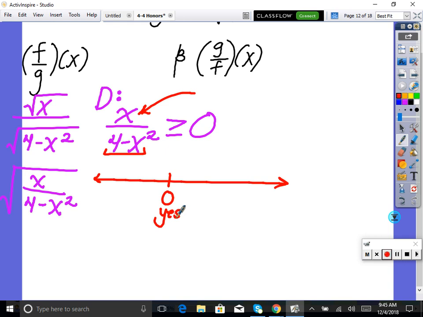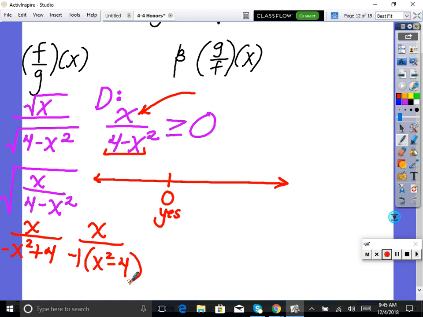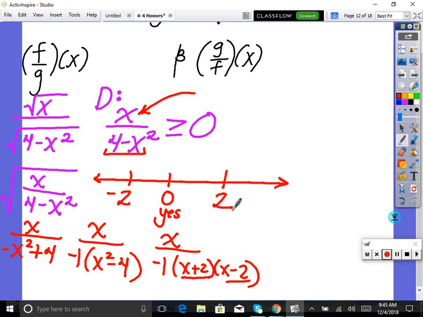Now our two critical values on bottom, let's rewrite this correctly. We actually have x over negative x squared plus 4, which is x over negative 1 times x squared minus 4. So on top we have x, and on bottom we have negative 1, x plus 2, x minus 2. My other two critical values come from what makes the denominator 0. So wouldn't that be negative 2 and 2? Now denominators are always no. It cannot be 0 on the bottom. So these little guys have no's by them.